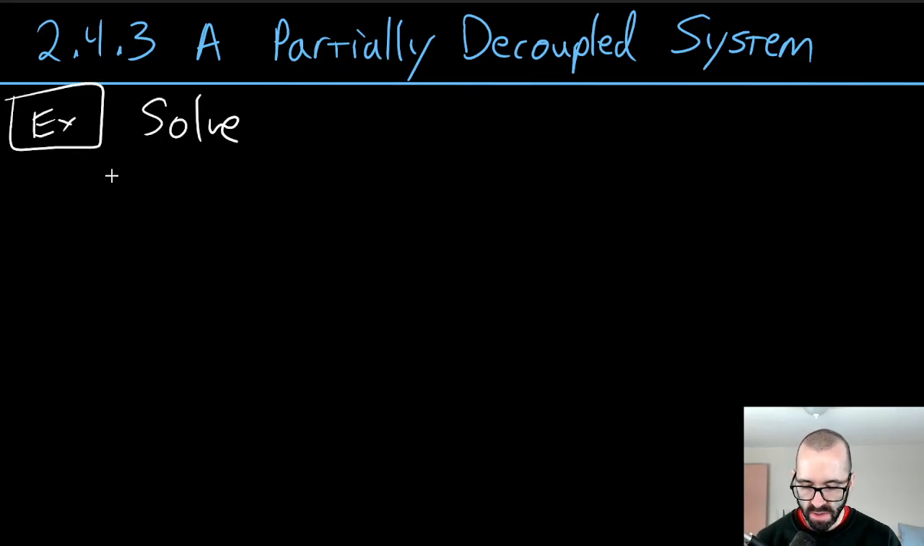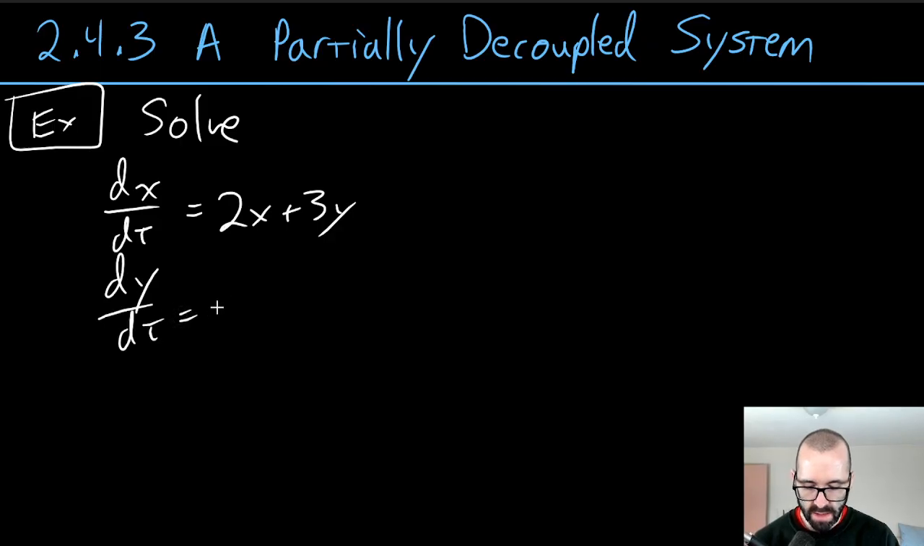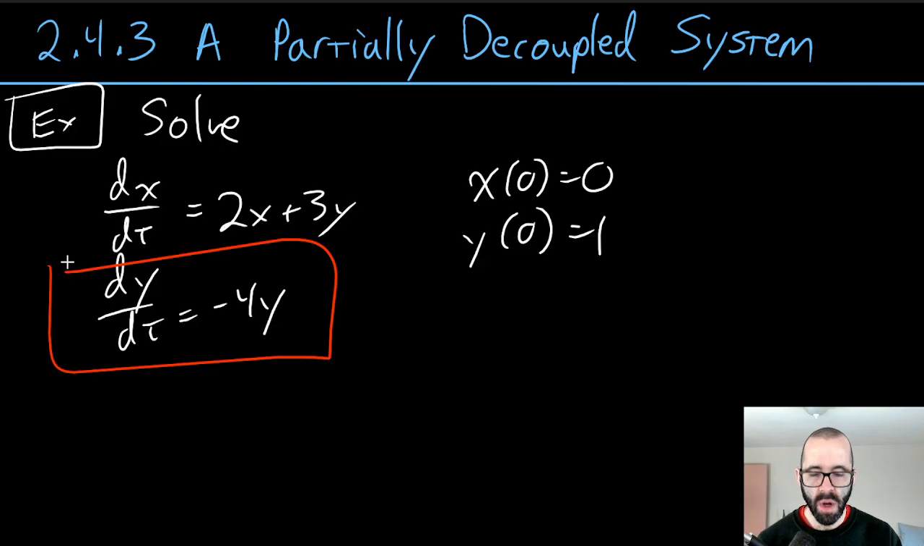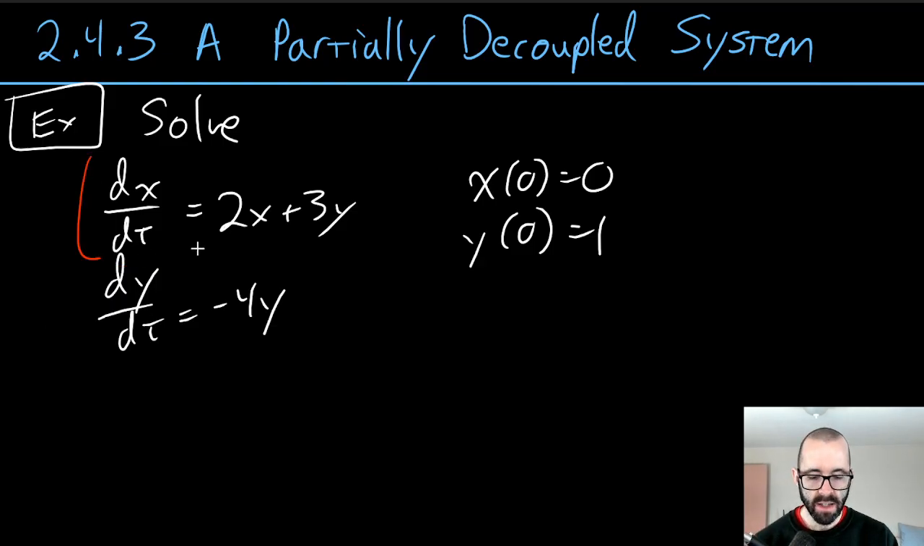So if I ask you to solve this differential equation, dx/dt equals 2x plus 3y, and dy/dt is negative 4y, and I tell you that x(0) equals 0, y(0) equals 1. This is what's known as a partially decoupled system, right? Because the derivative of y only depends on itself. x will depend on both. What do you think you do when you're solving a system like this?